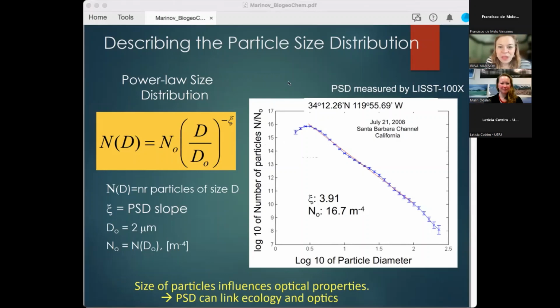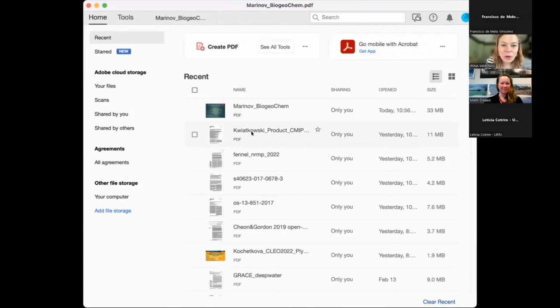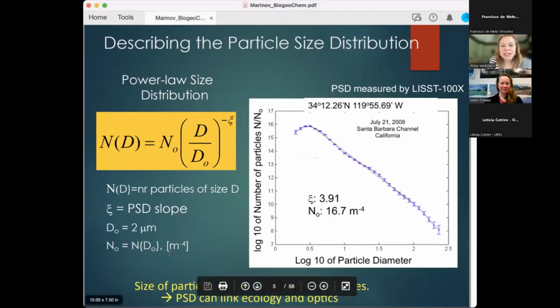The theory behind this we can spend days thinking about, but the idea is that this relationship can be written as N, the number of particles, as a power law of the size of the particles D, where D naught and N naught are constants in this case, and the slope of this line C is called the PSD slope, or the particle size distribution slope.